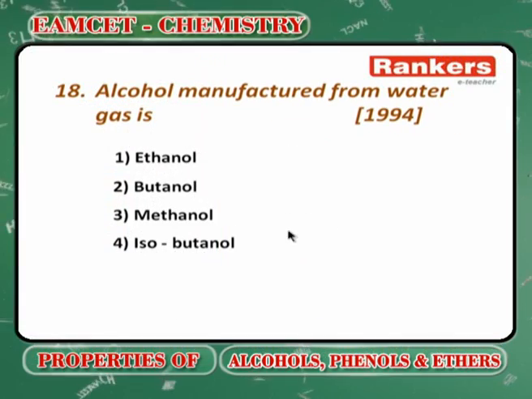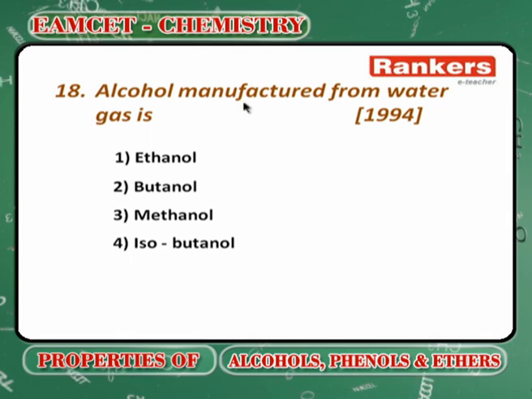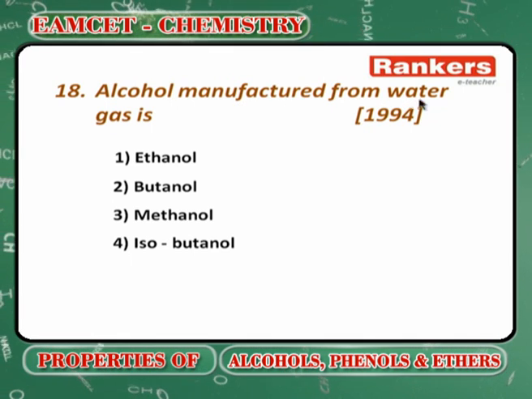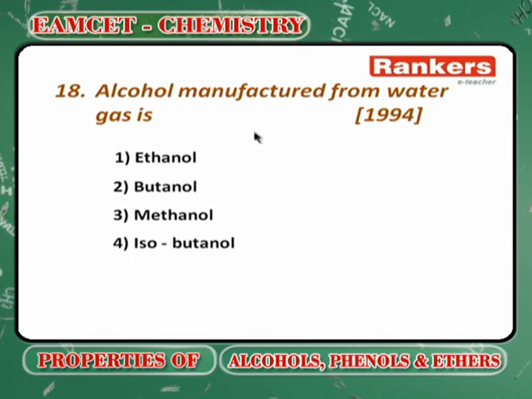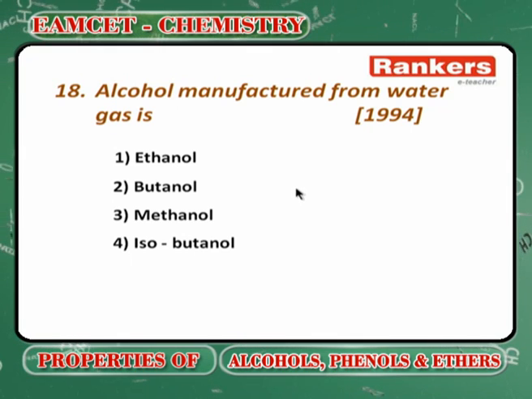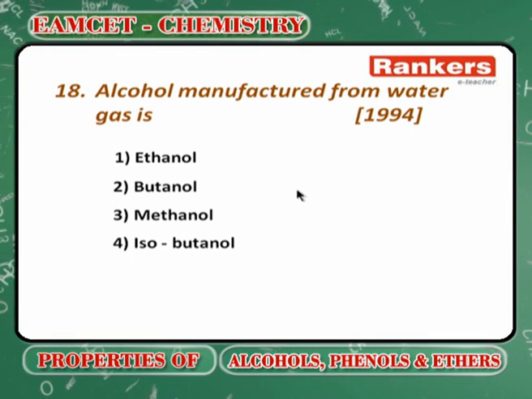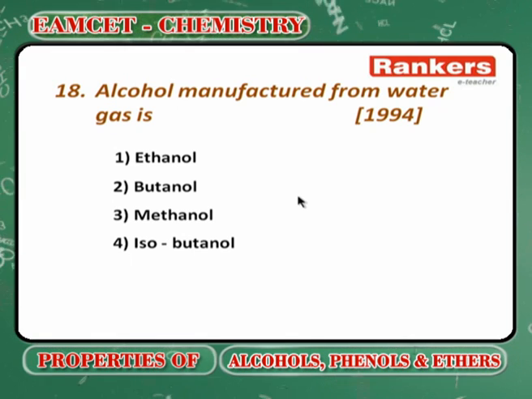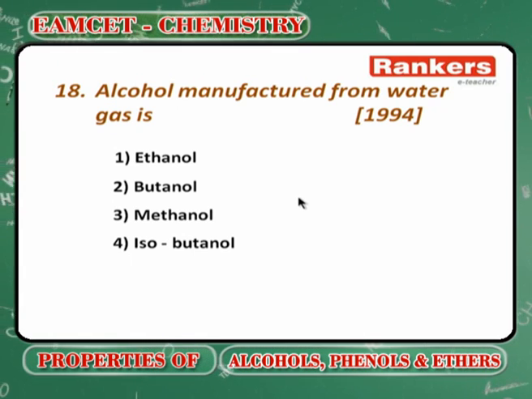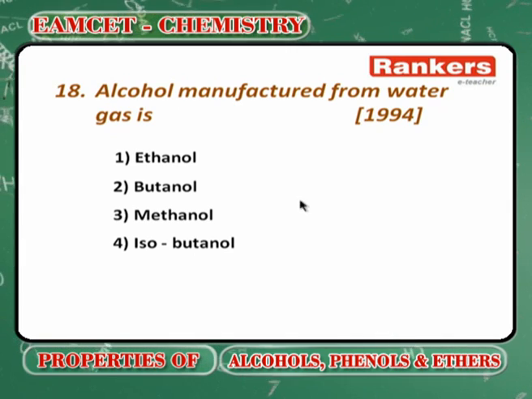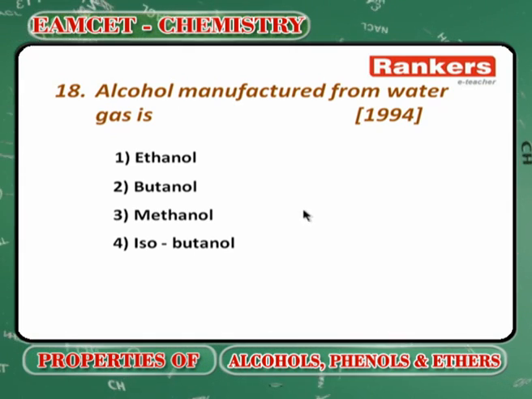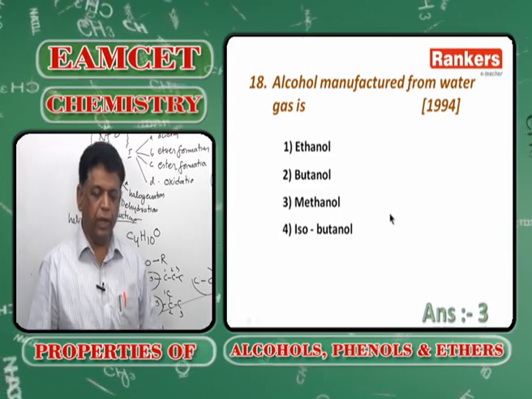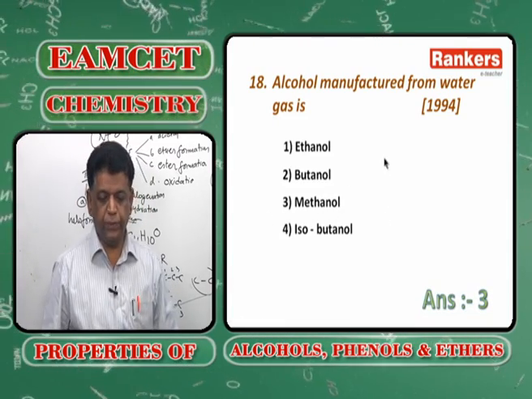Next, alcohol manufactured from water gas. Water gas is made when you take red hot carbon and send steam over it; the carbon and H2O react and form H2 and CO, carbon monoxide and hydrogen. This mixture will give methanol, so the answer is methanol. The third option is the right one.